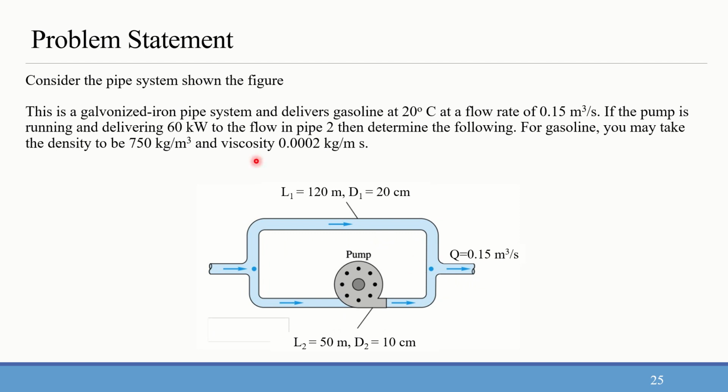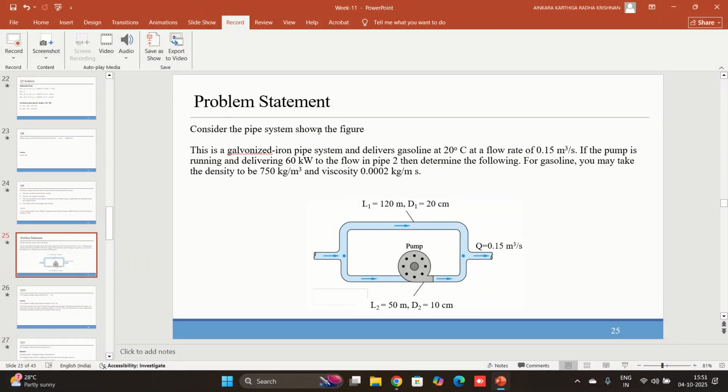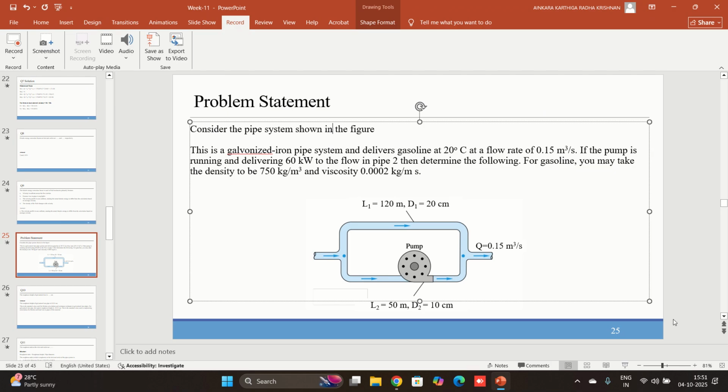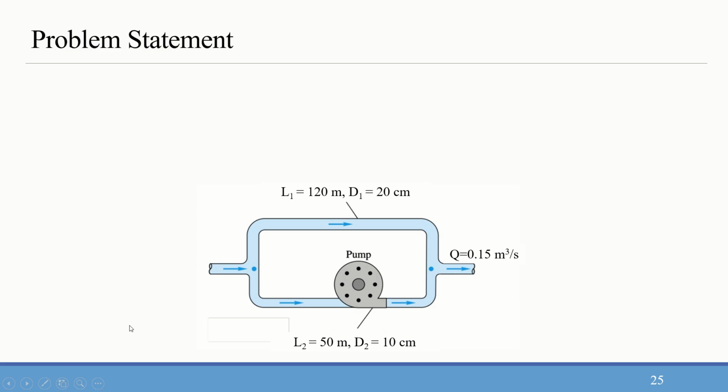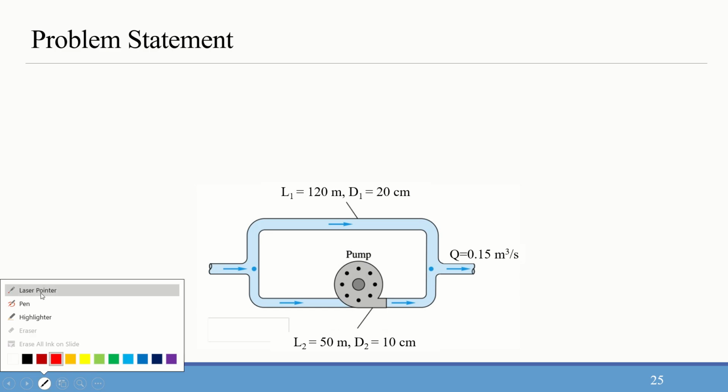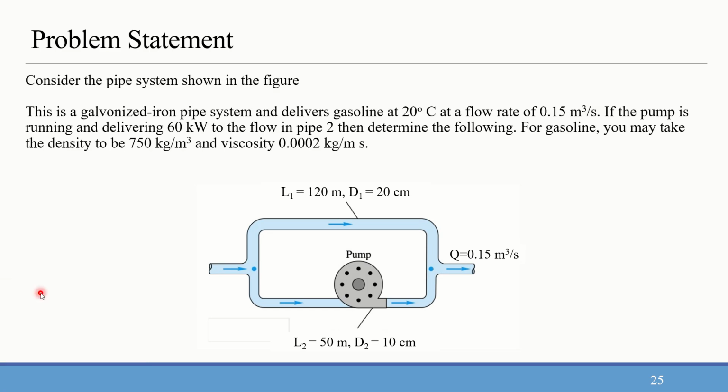Consider the pipe system shown in the figure. This is a galvanized iron pipe system and delivers gasoline at 20 degrees Celsius at a flow rate of 0.15 meter cube per second. If the pump is running and delivering 60 kilowatts to the flow in pipe 2, then determine the following. For gasoline, you may take the density to be 750 kg per meter cube and viscosity as 0.0002 kg per meter second.